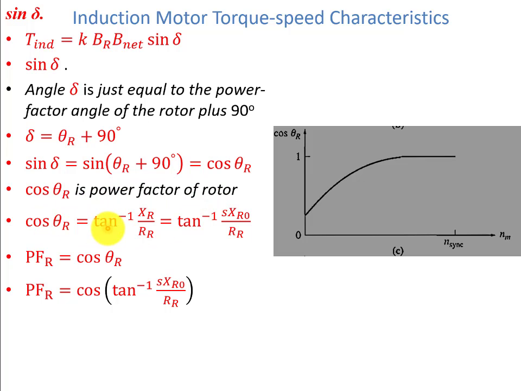Theta r can be written as tangent inverse of Xr over Rr, which is equal to tangent inverse of s Xr0 over Rr. So the power factor of the rotor will be cos theta r, and that can be manipulated here. Here we can see that it never goes to 0, but it has some value at the start, when the machine is in the halt position and not rotating at all. We have just applied the power to the stator. But as the speed of the induction motor increases, the rotor power factor catches up, and it reaches approximately 1 at the synchronous speed.